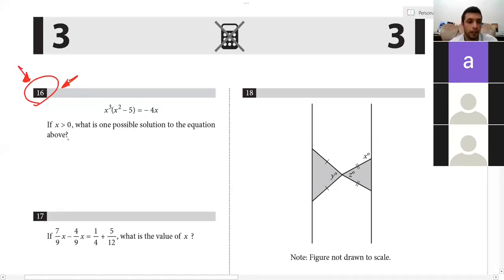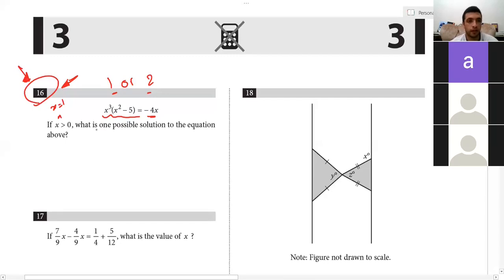Let me solve it. He said, if x is more than 0, what is one possible solution to the equation above? The answer will be 1 or 2. You are going to choose one of them, but how? He said x is more than 0. You have two ways. The first way, which is the easiest one, but you have to be lucky to find the answer that easy, is to substitute x with 1. If both sides are equal, it's going to be this number.